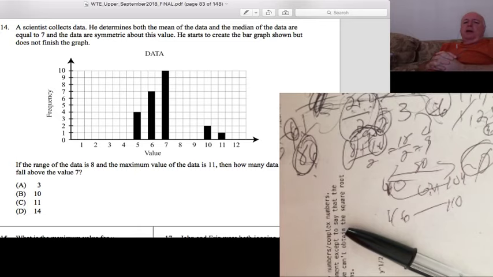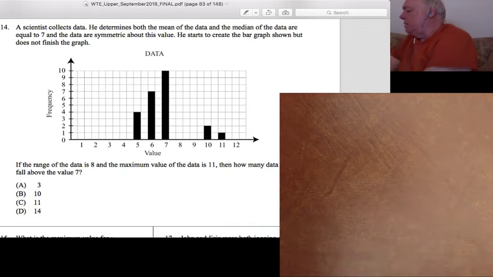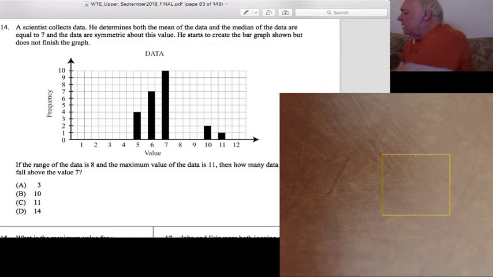A scientist collects data. Woohoo! Yippee-yi-yay. He determines both the mean of the data and the median of the data are equal to 7. Okay. Let's see. I think I'm going to have to end up drawing this. So let me try to get a blank page.